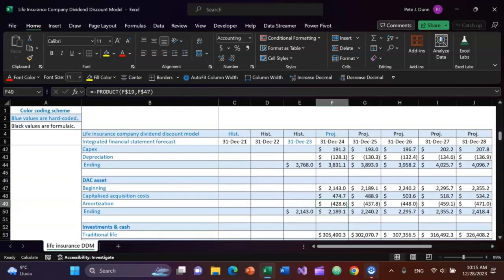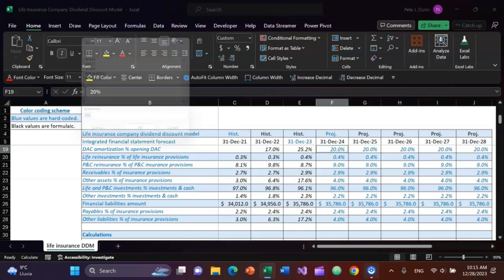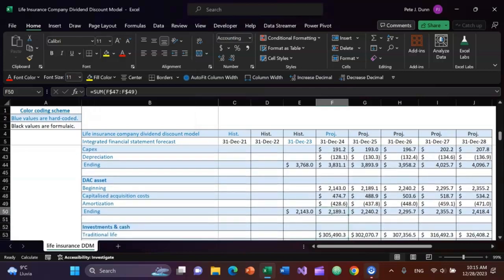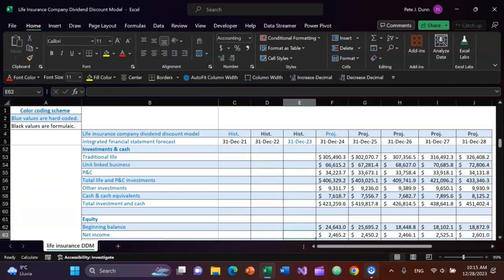Amortization is a product of the beginning balance and an assumption in row 19, Control Left Bracket to see that. That's the deferred acquisition cost amortization assumption of 20% of open deferred acquisition costs. In other words, the beginning balance. F5, Enter to get back. And you sum up F47 through F49, lock that in with a mixed reference to flesh out the ending number. Those are the three of the key schedules.